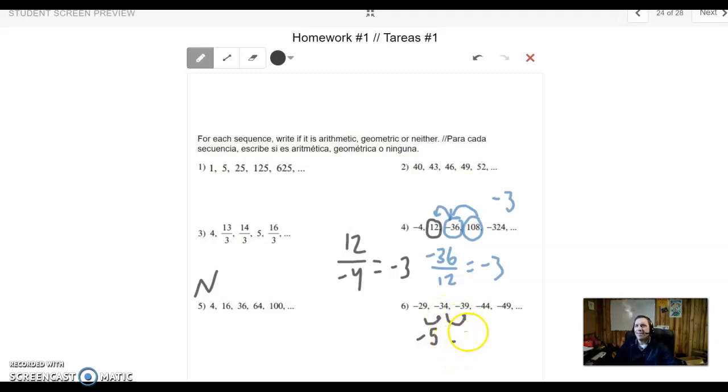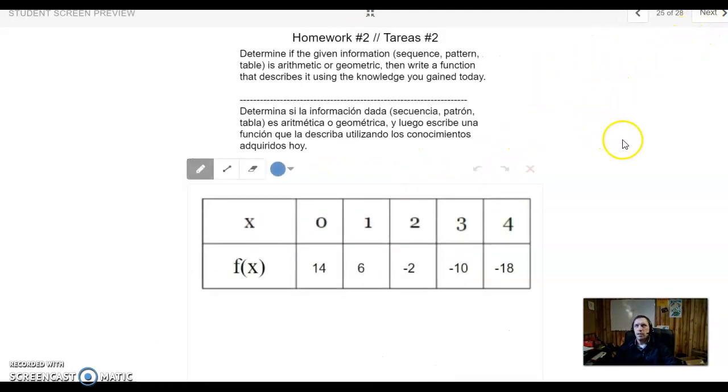Yeah, there it is. So it's going down by a constant rate, right? That rate of change is negative 5. And so this means it's arithmetic. All right. Watch that again if you didn't follow. Join us in office hours when you need to. This is one of the main skills we need to pull out of this chapter, is just determining if they're arithmetic or geometric.